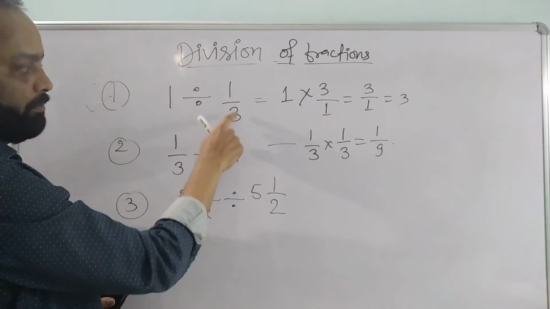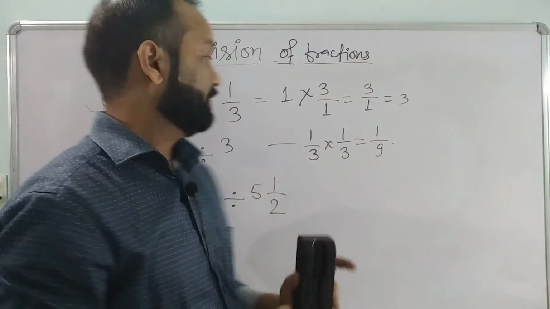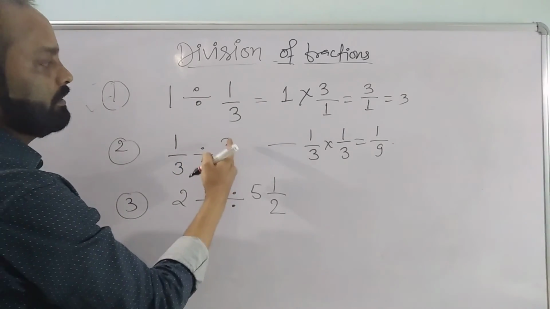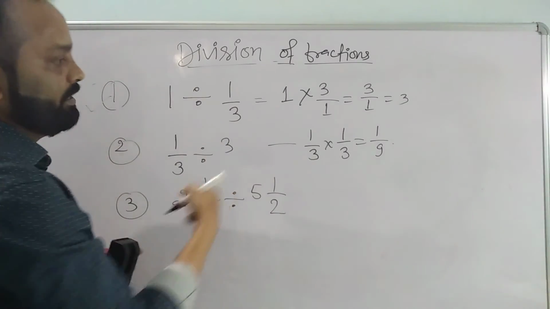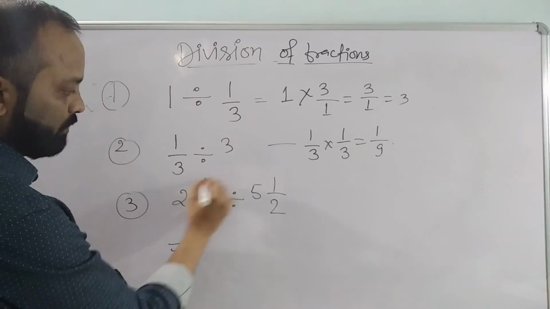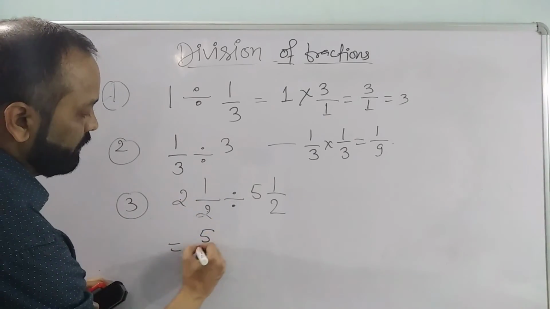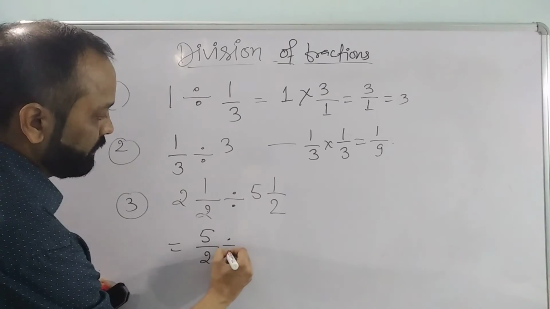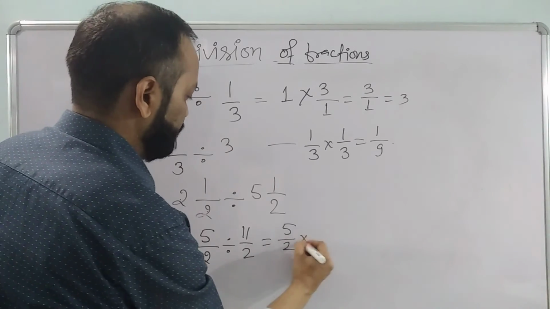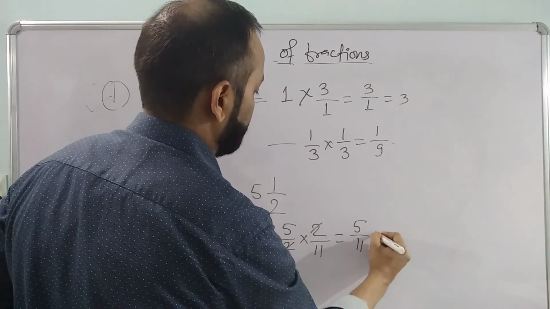This is 1 divided by 1 upon 3. This is 1 upon 3 divided by 3. So it should be clear in your mind whether we are dividing by a fraction or by a whole, because this will change the result actually. In this case, we will solve this. Basically we will convert this into an improper fraction. So this will be 2 into 2, 4, and 5 upon 2, and here 11 upon 2. This will be 5 upon 2 into 2 upon 11. This will get cancelled, so the result will be this one.